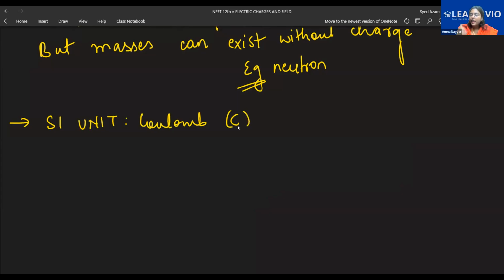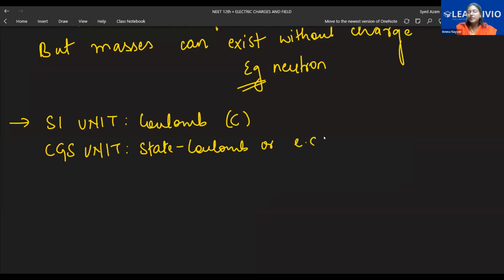The CGS unit, Ibrahim, you tell me. Yesterday I told you the CGS unit. Can you tell? The CGS unit is stat coulomb, or electrostatic unit, which is written as ESU.